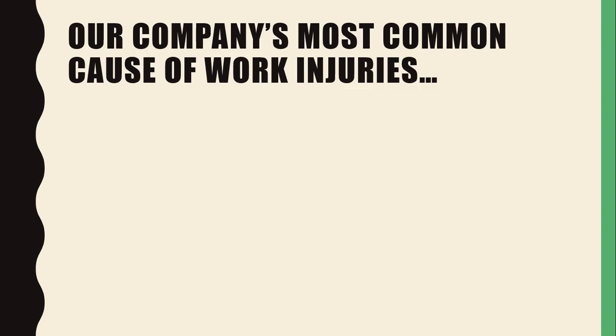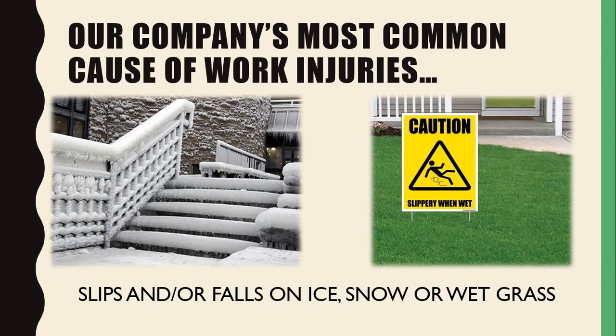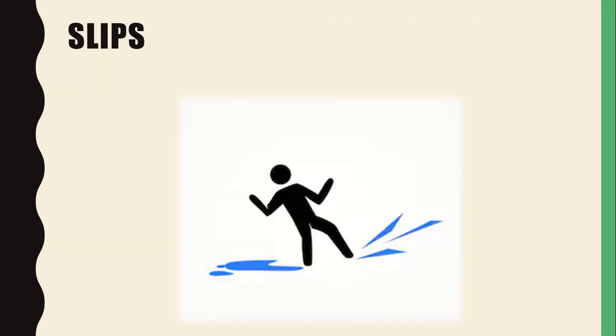Our company's most common cause of work injuries is slips and/or falls on ice, snow, or wet grass. Very important with wet grass. Should we have the ability to post a sign, we should. Otherwise, we need to communicate that the grass is wet and slippery to our teammates and for people to be careful. So what is a slip?